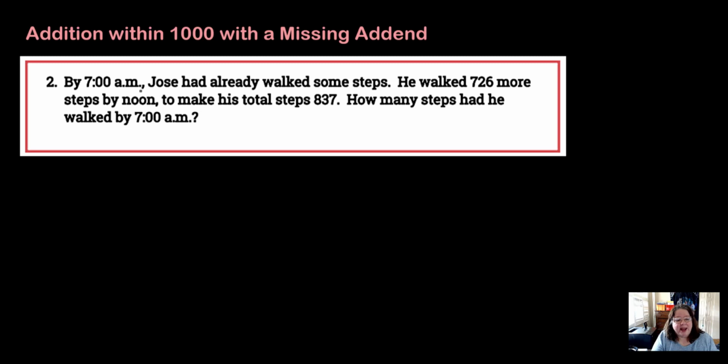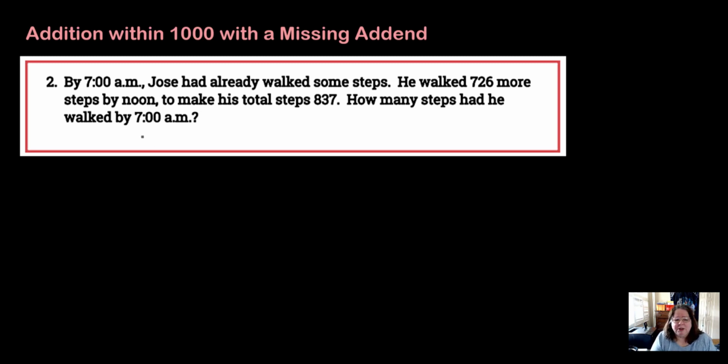By 7 a.m., and that means 7 in the morning, Jose had already walked some steps. He walked 726 more steps by noon to make his total steps 837. How many steps had he walked by 7 a.m.? Let's read that problem again.